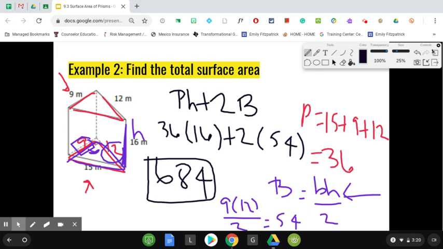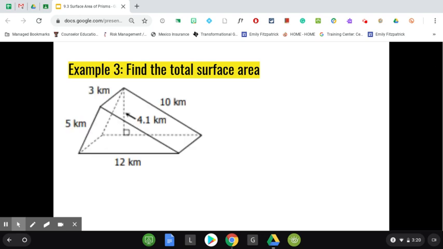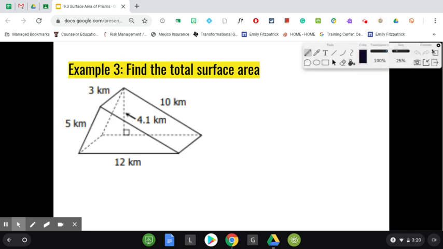All right, I'm going to erase this. And yes, we have one more. So this is the last one that we have. So it is a triangular prism again, but I picked this one because it looks a little bit different from the previous one. And sometimes people get confused with the base when it looks like this. So my formula is still PH plus 2B.